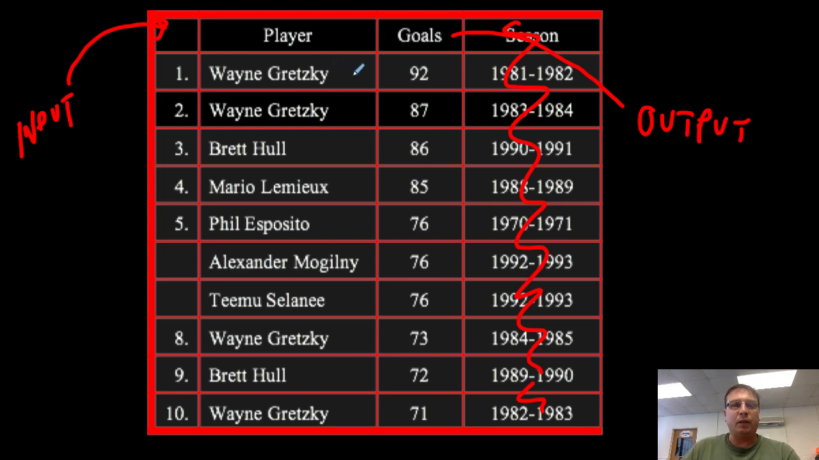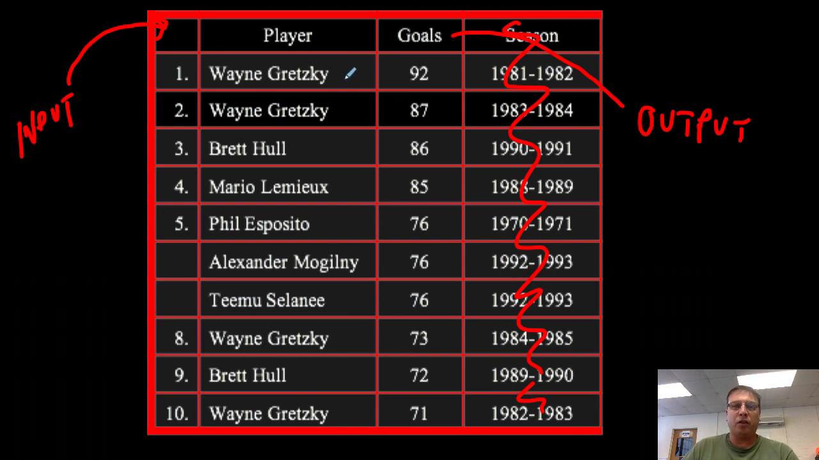So Wayne Gretzky had 92 goals in one season, which is crazy considering they play 82 games. So here's Wayne, he had 92 goals. Then he had another season where he had 87. If I go a little bit further, you see here, he had another season with 73 and another season with 71. You have here Brett Hull with 86. Brett Hull down here again with 72.